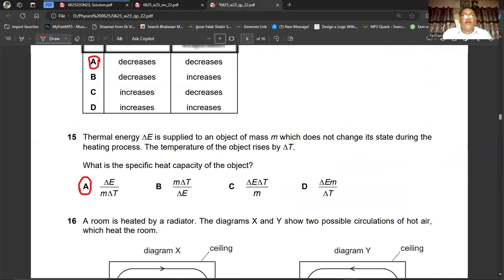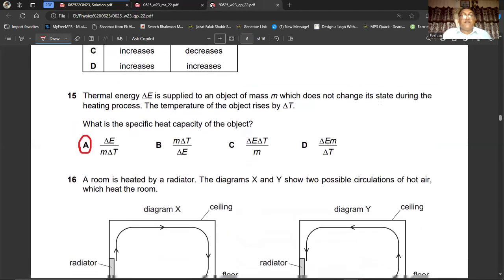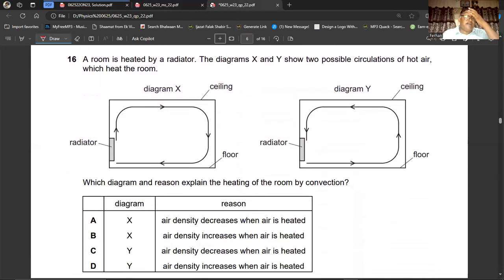Okay. So we are done with questions 14 and 15. Now we are on question number 16. A room is heated by a radiator. The diagrams X and Y show two possible circulations of hot air which heat the room.